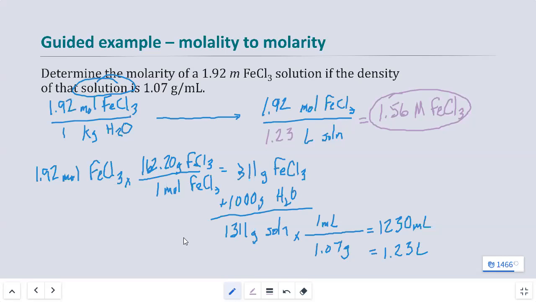In the first example, I took that mass and I subtracted it from the total mass of solution to give me the mass of the solvent. In this case, I added it to the mass of solvent to give me the total mass of the solution. And then I divided it by the density to give me the volume of that solution. All right, any questions about these conversion types, either direction, before we move on to some other concentration units?